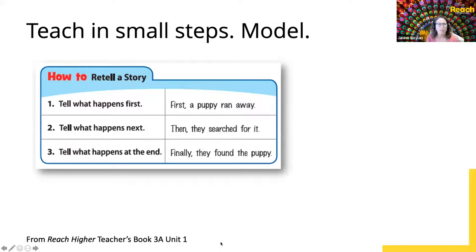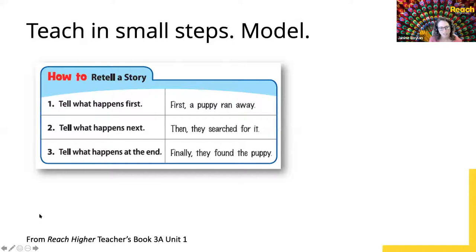Here's a little example from third grade on a lesson of how to retell a story. On the left, you can see how this lesson is broken down into small steps. And on the right, you can see the model. As a teacher, you can work through this. You can say, when I retell a story, I'm going to start by telling what happens first. So in the story that I just read for pretend, first a puppy ran away. Then I'm going to tell what happens next. Well, then the family searched for it. Then I'm going to tell what happens at the end. Finally, the family found the puppy.